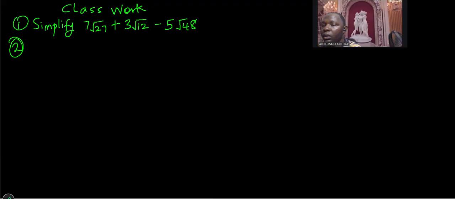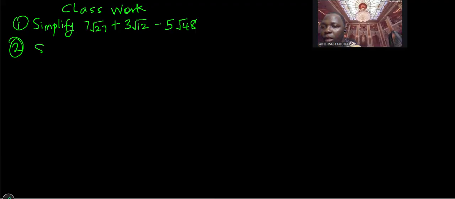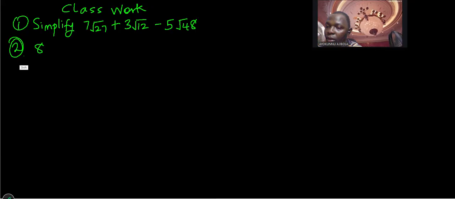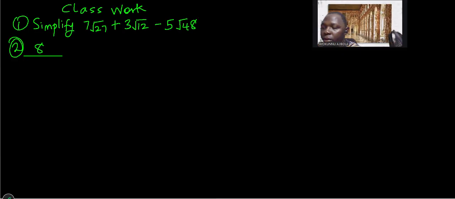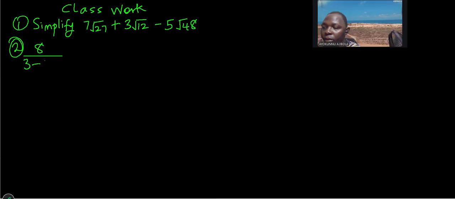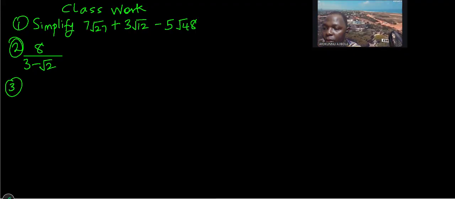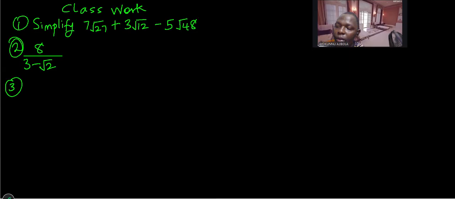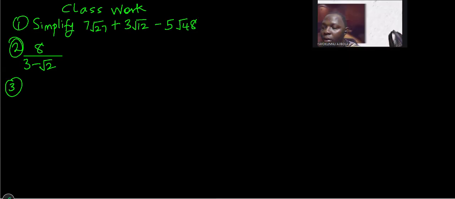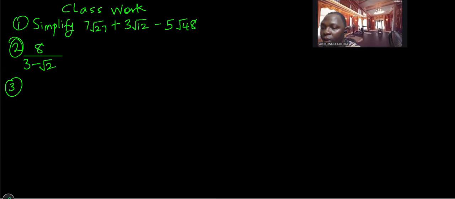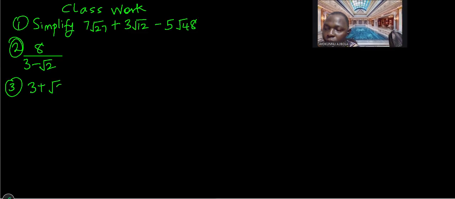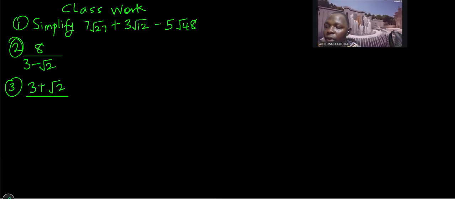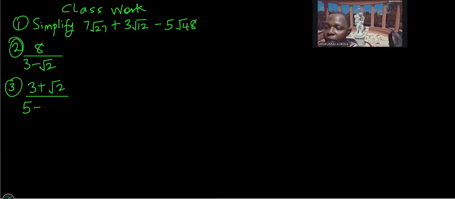simplify, let's say 8 over 3 minus root 2. In number 3, you have 3 plus root 2 over 5 minus root 2. Yeah, so you do the 3 questions, okay? Okay.